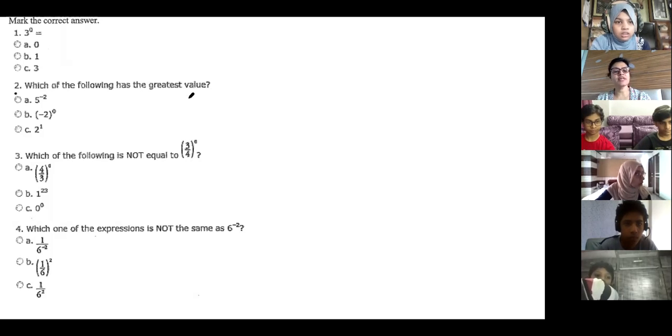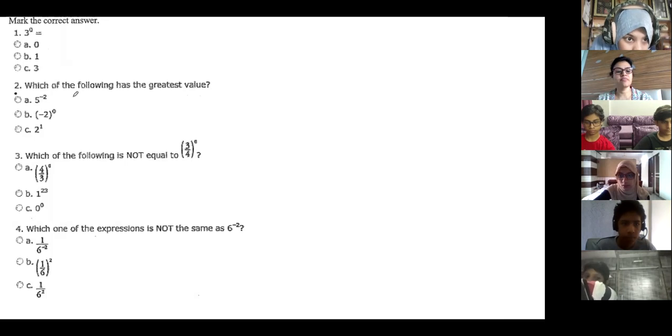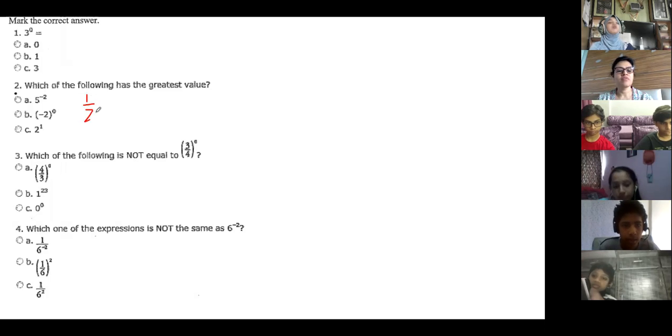Which of the following has the greatest value? Now find out, take 1 minute. You can find out by seeing also, no need to calculate. But if you want to calculate, you can. What is the technique to find the greatest number? A. What is the value of A? 1 by 25? Correct. It is 5 raised to minus 2. So to make it plus 2, what will you do? 1 upon, divide. 1 upon 25.